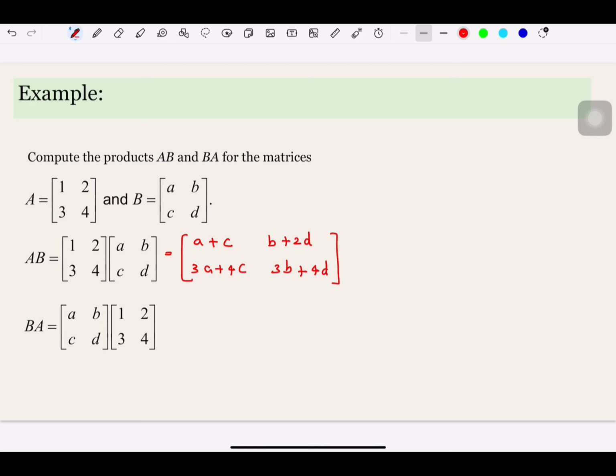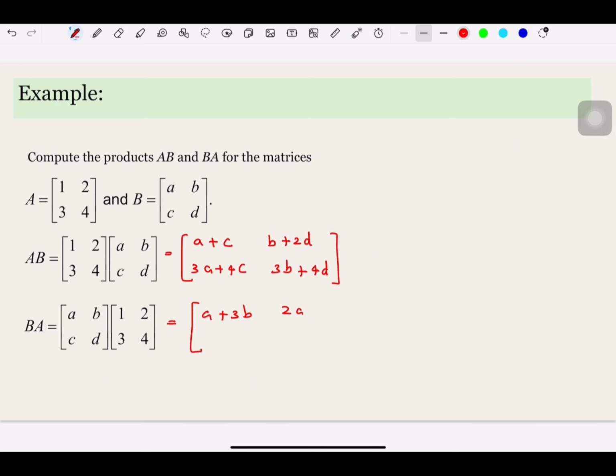Okay, now let's move on to the product of B and A. In that case, I have written my first matrix B here, and this is my second matrix. Again, the resulting matrix will be a 2 by 2 matrix, which means 2 rows and 2 columns. To get the first entry, you multiply this by this. It's going to be a plus 3b. Then you multiply this by this to get the top right entry. So it's 2a plus 4b.